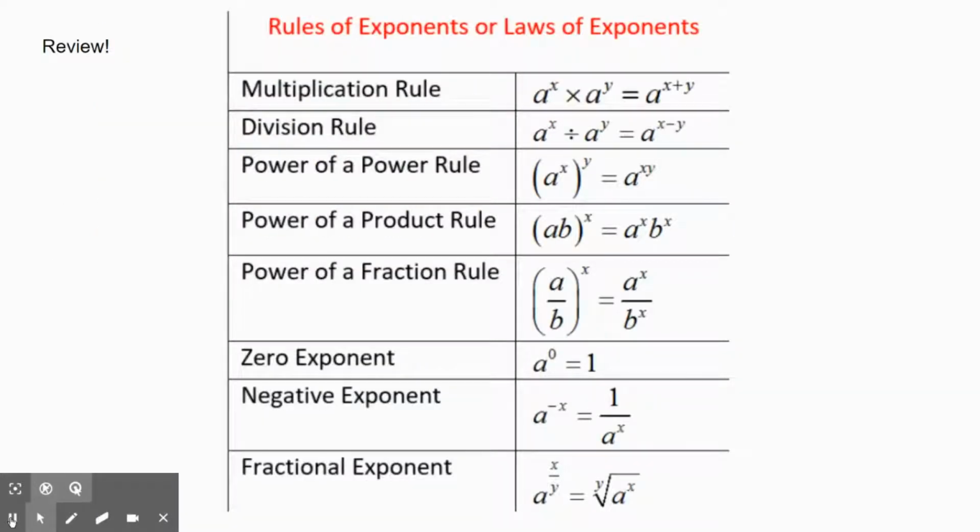Here's a quick review of some of the rules or laws of exponents. Remember, when you have two numbers that have the same base, you can add the exponents when you multiply them. However, when you raise a power to a power, that's when the exponents get multiplied.